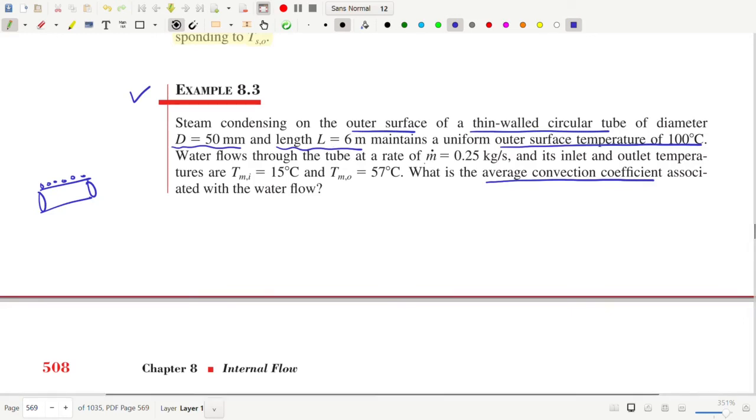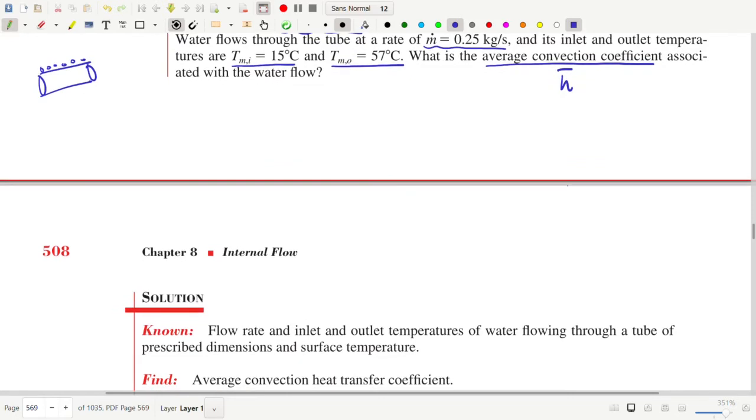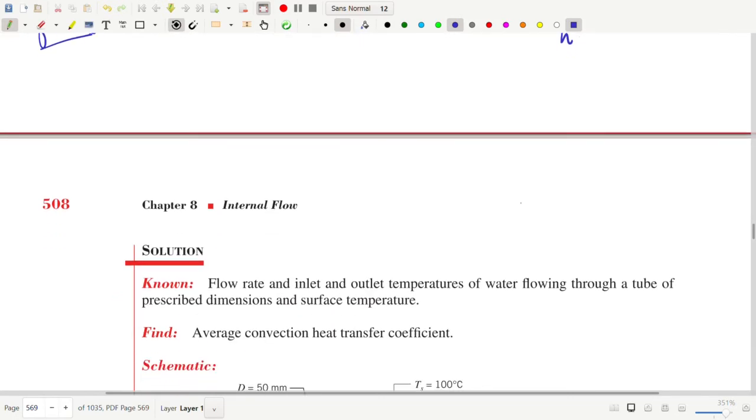The water flow rate is given to us. It is 0.25 kg per second, and the inlet and outlet mean temperatures of the fluid which is flowing through this pipe are also given. So the water inlet temperature is 15 degrees centigrade, and the outlet temperature is 57 degrees centigrade. So it's a good amount of increase in the temperature of the water in this pipe. What we have to do is calculate the average heat transfer coefficient associated with this water flow, so that we can then use it for further design or operating conditions control if required.